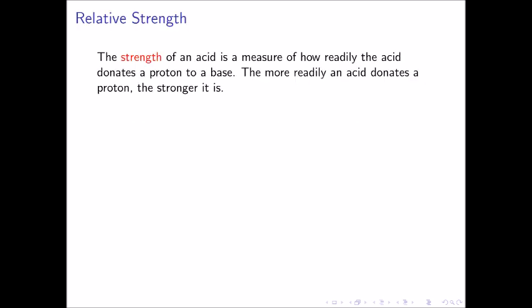The strength of an acid is a measure of how readily the acid donates a proton to a base. The more readily an acid donates a proton, the stronger it is considered to be.